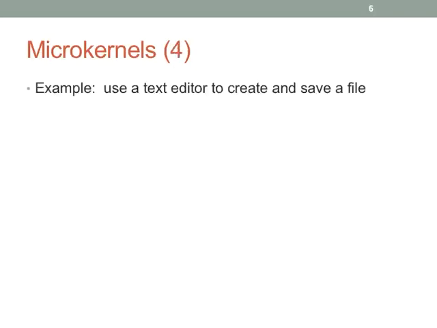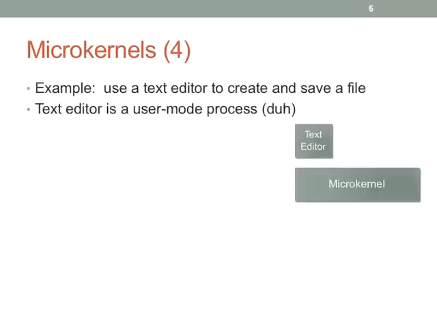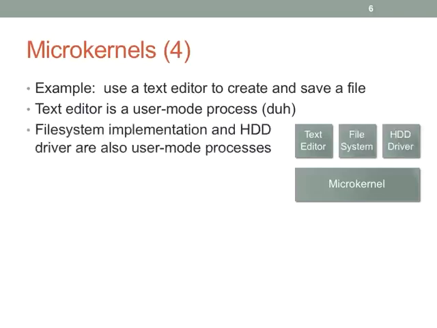Okay, so we want to use a text editor to create and save a file. The text editor is a user mode process. It's running on top of facilities provided by the microkernel. So it wants to create a file. Somebody hits Control S for the first time, or Meta X, Meta S, or whatever. It's been years since I've used Emacs. I start it accidentally from time to time. But anyway, so you have to save a new file.